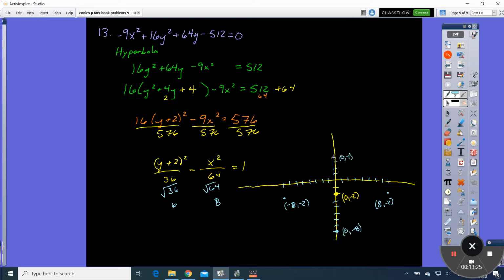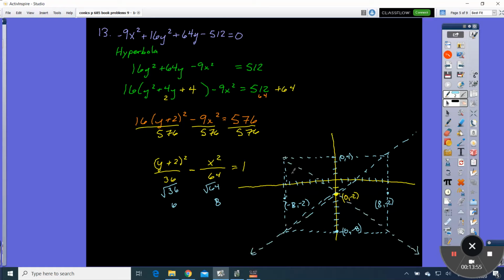Because it's a hyperbola, I draw my little rectangle. Connect the corners of my rectangle. Whoa, that's not good. That's a little better. Okay, the x is negative, so it's like I can get rid of the x-axis. It's going to go up and down over the y.